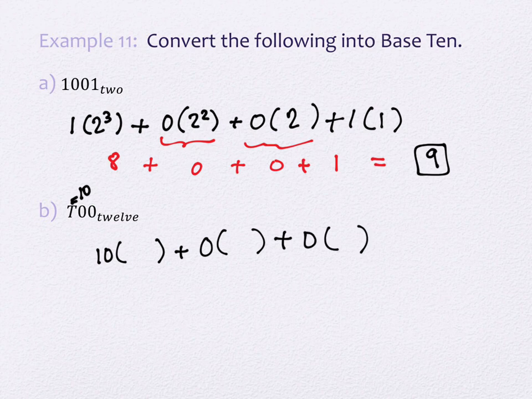Start at the right, just to remind ourselves there's always a 1 here. And the next parenthesis is the base that we're in. What base are we in? 12. We're in base 12, so it's 12 that's going to go in there. And then what goes in the next parentheses? 12 squared. 12 squared, exactly.